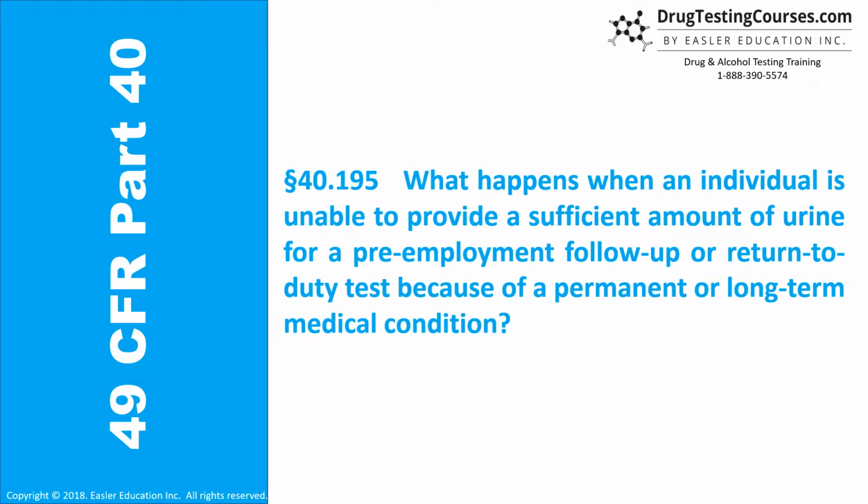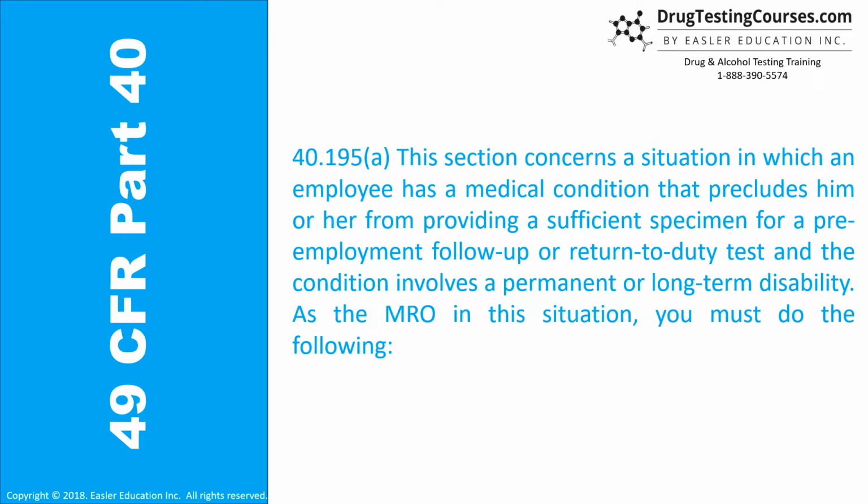Section 40.195. What happens when an individual is unable to provide a sufficient amount of urine for a pre-employment, follow-up, or return-to-duty test because of a permanent or long-term medical condition? 40.195(a). This section concerns a situation in which an employee has a medical condition that precludes him or her from providing a sufficient specimen for a pre-employment, follow-up, or return-to-duty test, and the condition involves a permanent or long-term disability. As the MRO in this situation, you must do the following.